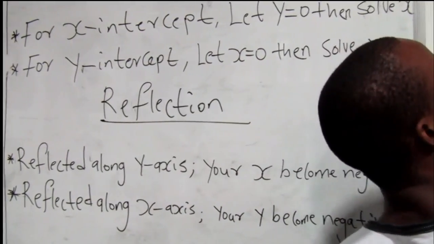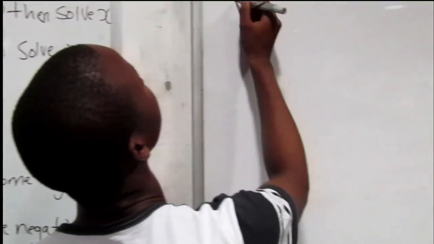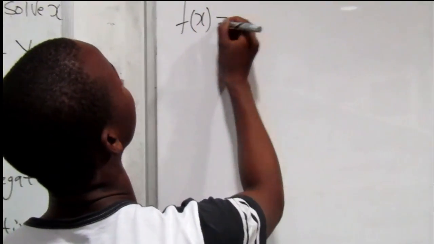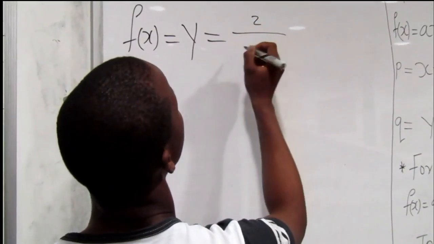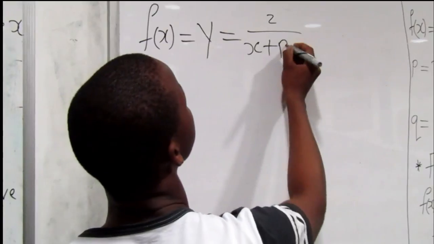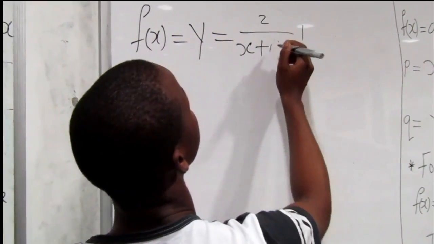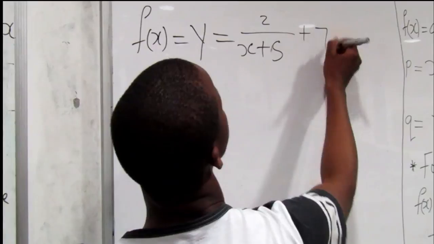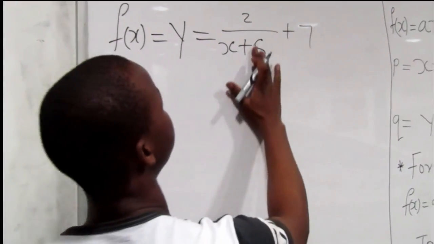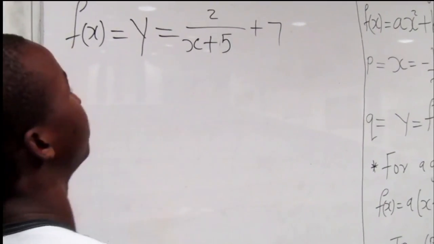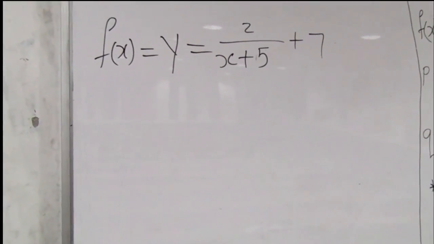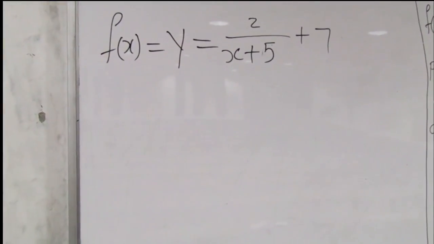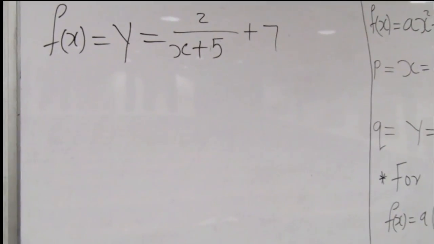For an example of reflection, I'll do it here. Let's take a given hyperbolic function where f of x, which is y, is equal to 2 over x plus 5, plus 7. Then they say we must write an equation of g of x where f of x is reflected along the y axis.